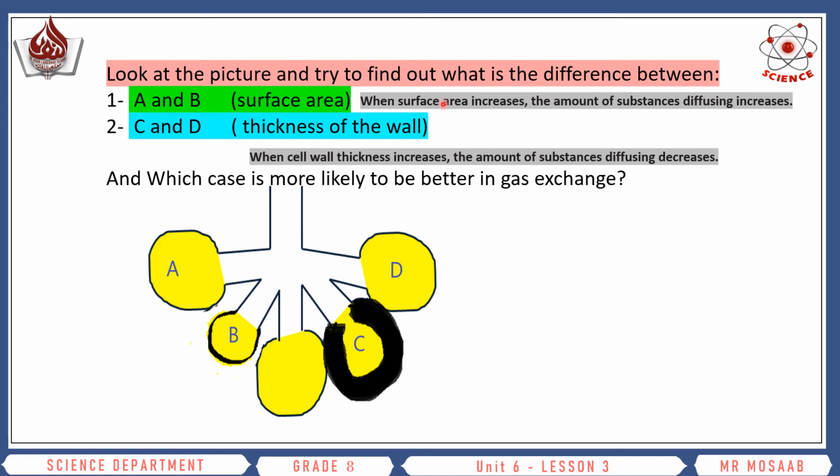So here, with the surface area, it's directly proportional. When surface area increases, the amount of substance diffusing increases, so it is directly proportional. But between C and D, you can see the difference in the thickness of the wall. So it is inversely proportional. When wall thickness increases, the diffusion decreases.